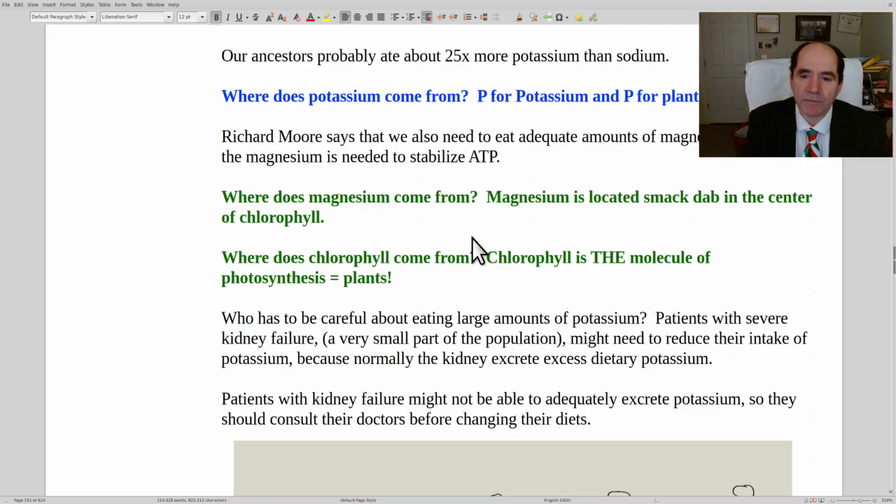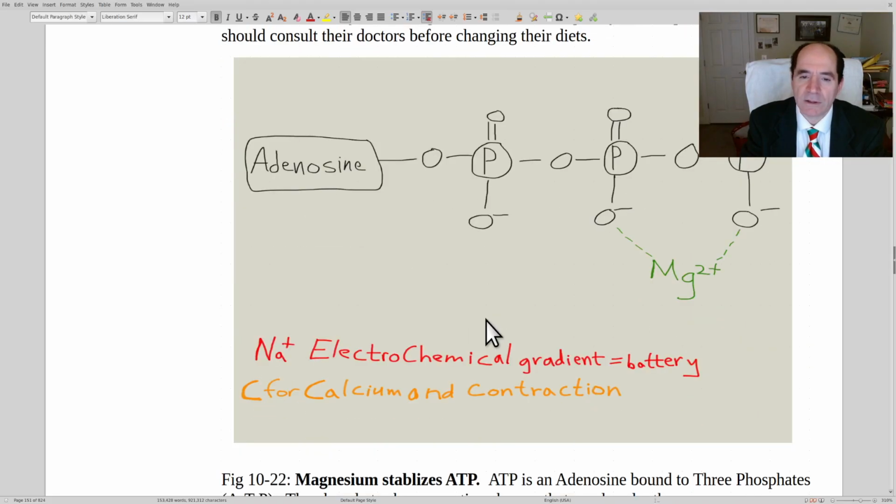Where does magnesium come from? Magnesium is located right in the center of chlorophyll. You'll see a magnesium molecule sitting in there. So that's why plants are perfect. They give you the nitrates, a precursor for nitric oxide, a vasodilator. They give you the potassium and the magnesium that function as vasodilators, so that keeps your arteries open. You have to be careful though. If somebody has severe kidney failure, they might have difficulty ingesting larger amounts of potassium. They can't adequately excrete it, so it can be a problem for them. But for most other people, it's not a problem. Someone with a kidney problem has to work that out with their doctor.